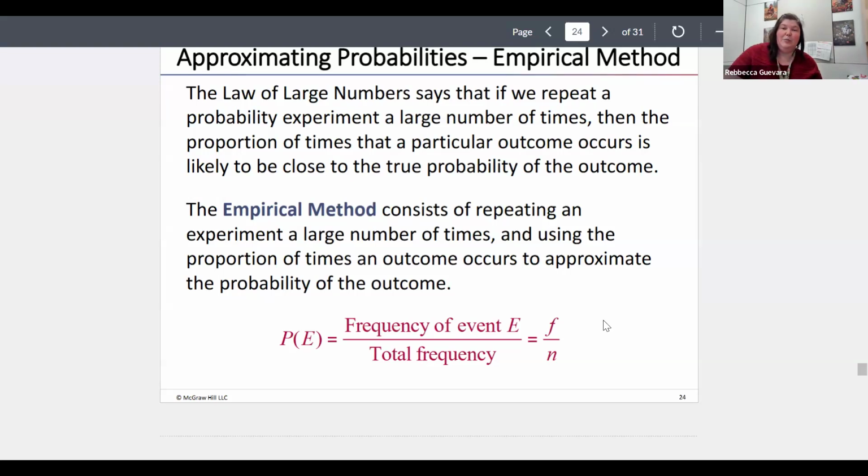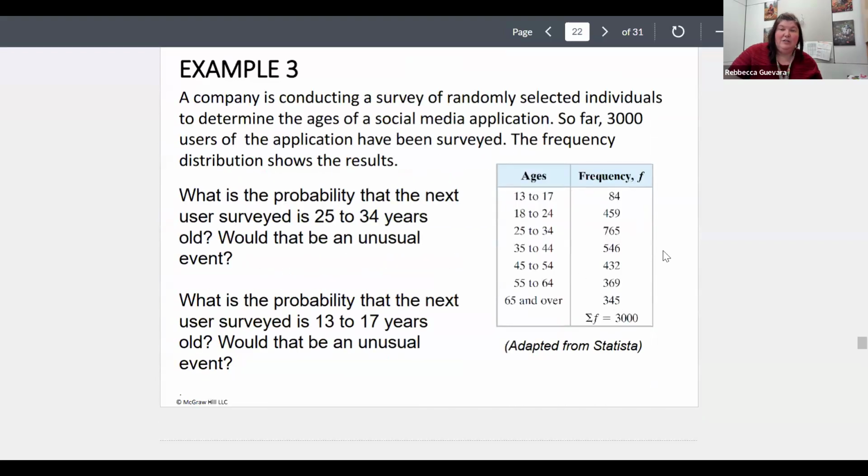So actually those last couple problems that we were doing were using an empirical method, because I don't know how many people in a certain age group are using that app unless I go out and do a study. This required me to do a study, do an experiment to gather this information.